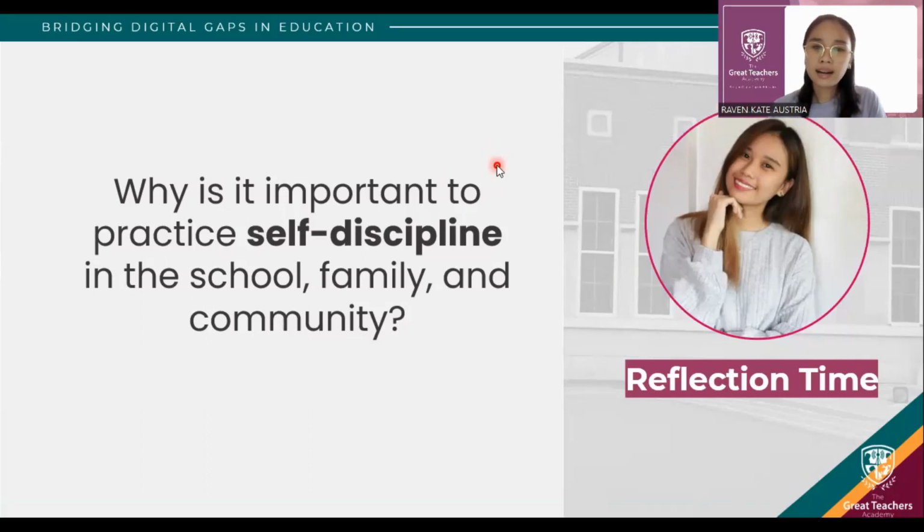So I think having self-discipline aims to improve the way you deal with others at home and in your community. I think that's the main reason kung bakit kailangan nating magkaroon ng self-discipline or self-control. Kasi lahat ng pwede mong gawin or lahat ng pwede mong i-act or maging response sa mga bagay-bagay or situation can really affect the people around you.